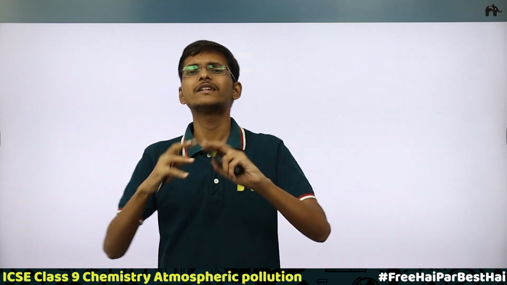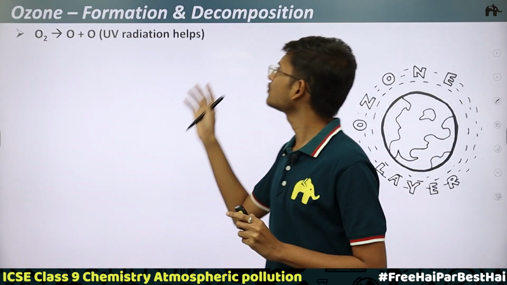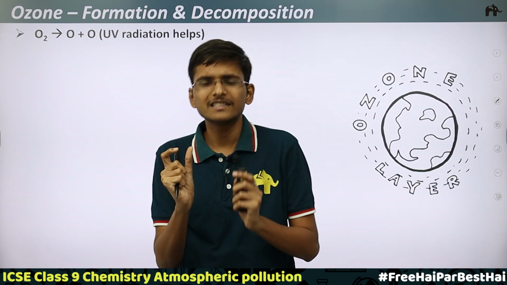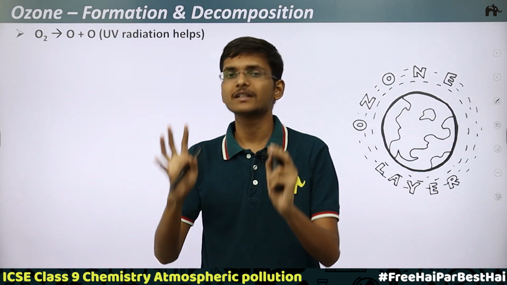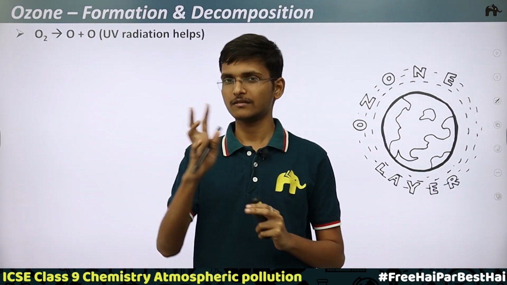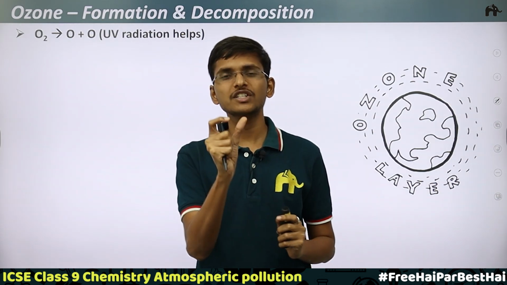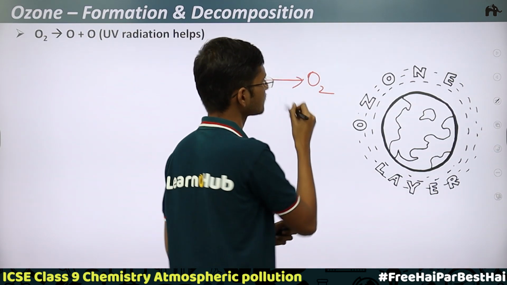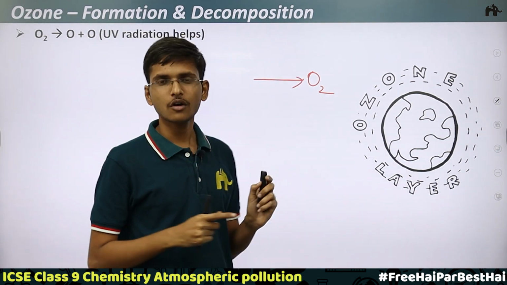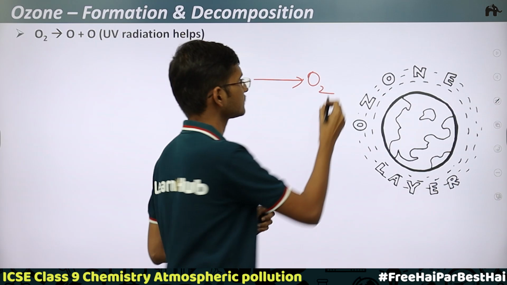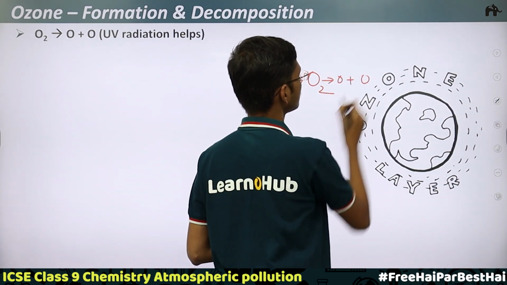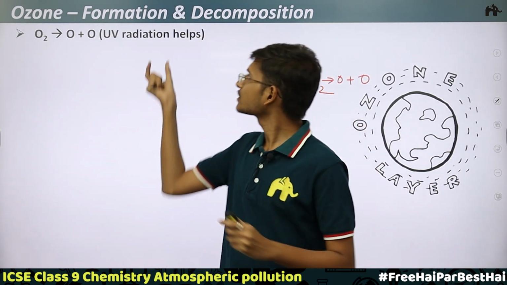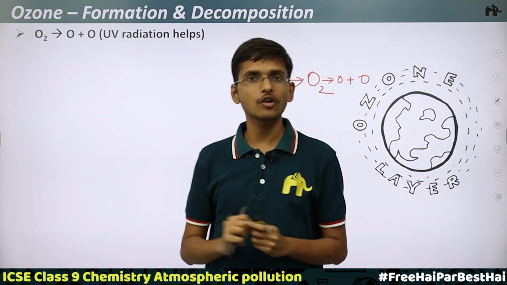And apart from that, now let's see how the ozone is formed. So ozone formation is very simple thing. See, the UV radiation itself, okay, it's playing a part. How? The UV radiation is helping the oxygen molecules, the UV radiation which is coming from the sun, it's helping the oxygen molecule to break into oxygen atoms, fine. UV radiation is helping oxygen to break into the oxygen atoms.